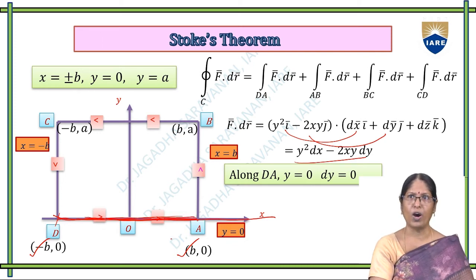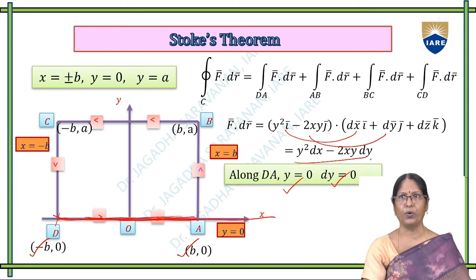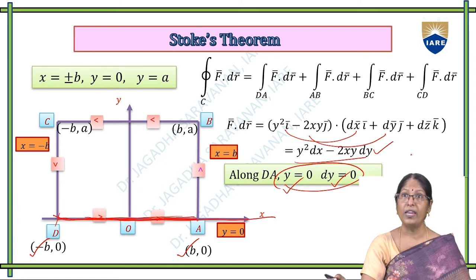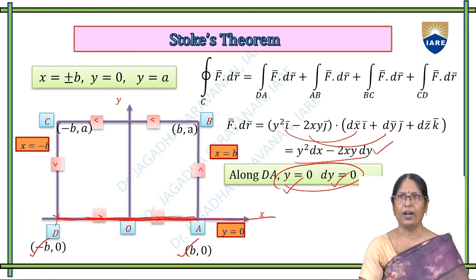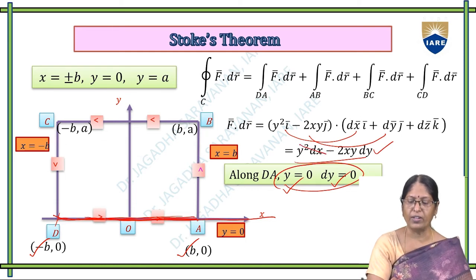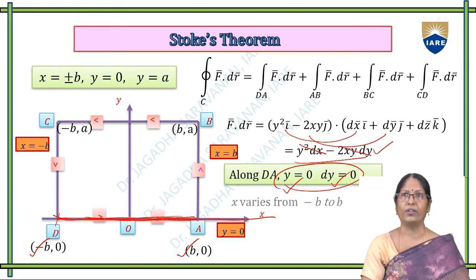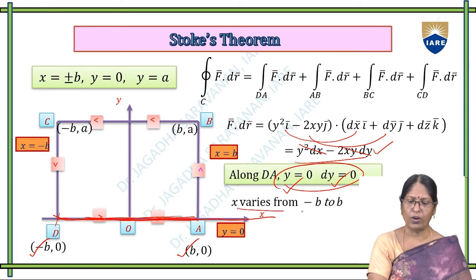Then what about y? y equals 0, dy equals 0. These values we have to substitute in our F dot dr. So substituting, this vanishes because the y term is there. This also vanishes. So this we already wrote.